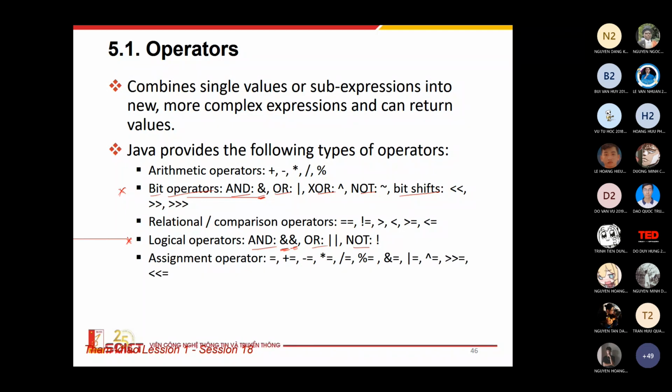Okay, you have the assignment operator. Cộng bằng, trừ bằng, nhân bằng, chia bằng, phần trăm bằng. Cái này có nghĩa là gì? A cộng bằng 2 nghĩa là A bằng A cộng 2. Okay. So the same for trừ bằng, nhân bằng, for example. So please remember this. Okay.